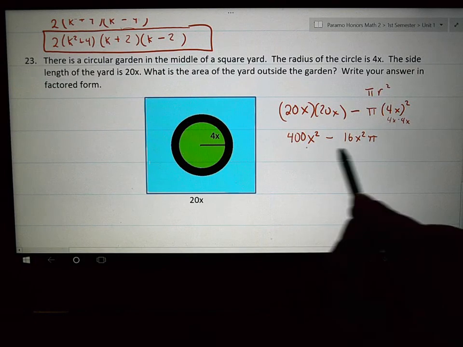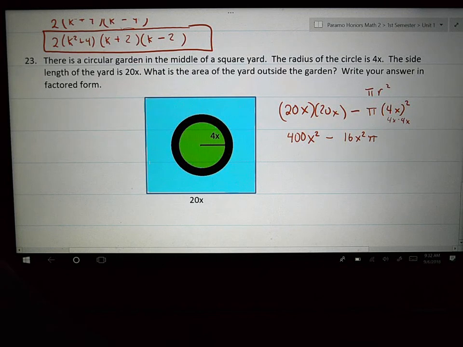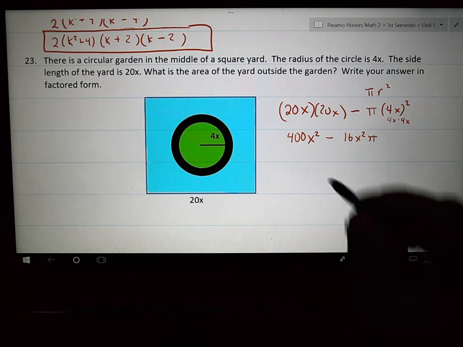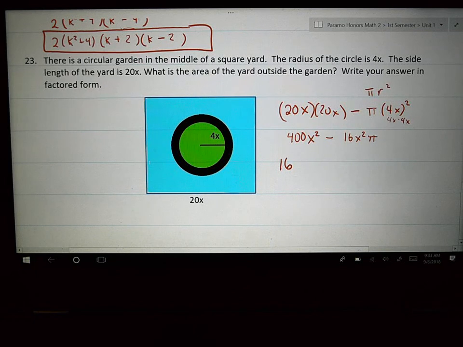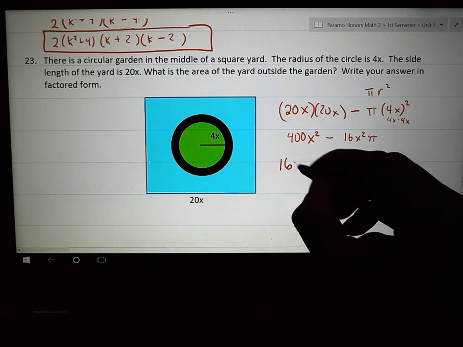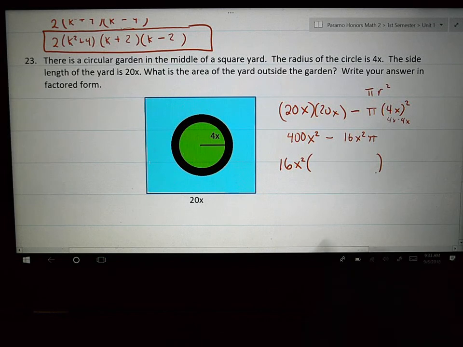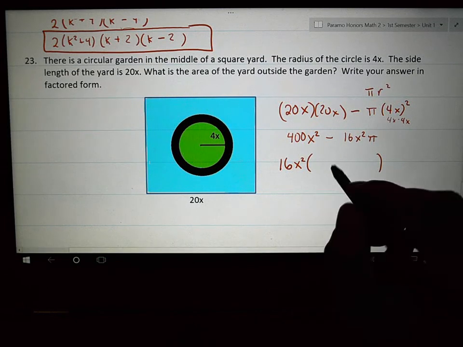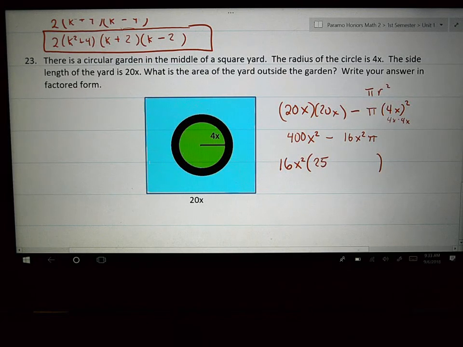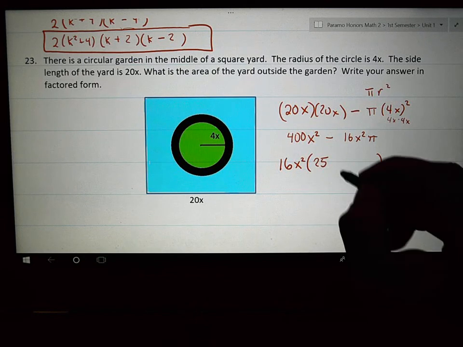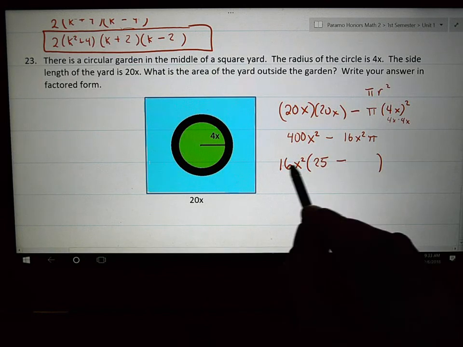I'm going to look for a GCF. Does 400 divide by 16? Let me check. It does. 25 times. I can factor out a 16. Is there a common variable in both terms? Yeah. 16, I just figured out on my calculator, times 25 is 400. I don't need any additional x squareds. Minus. I already have this times what? What goes here?